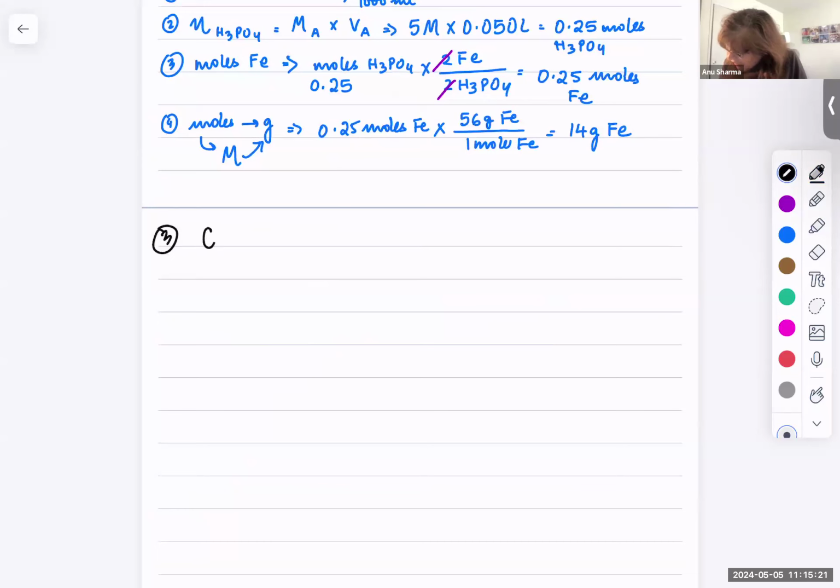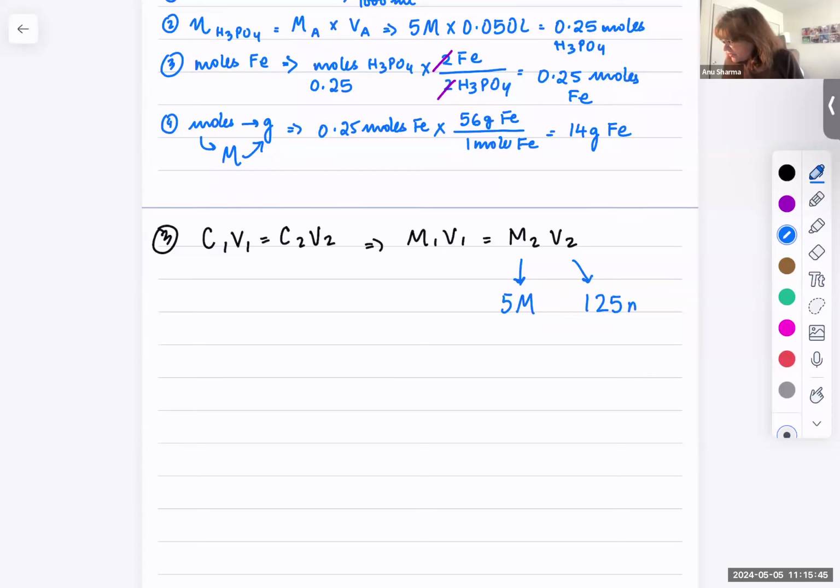And here you have the problem regarding C1 V1 is equal to C2 V2. And this also means M1 V1 is equal to M2 V2, right? Now let's say you want 5 molar, and you want, let's say, 125 milliliters of this solution, right? And you are given, let's say, 12 molar, and how much of the volume will you take out?